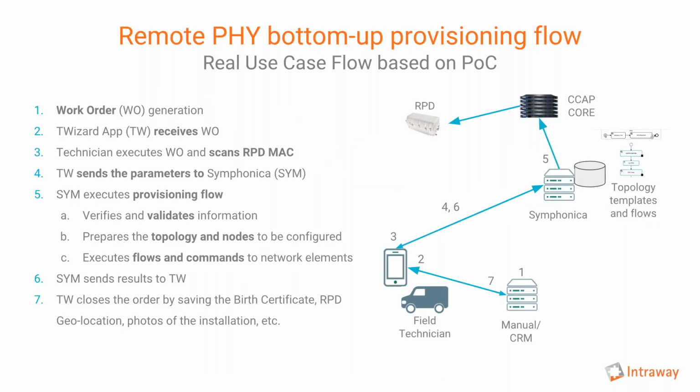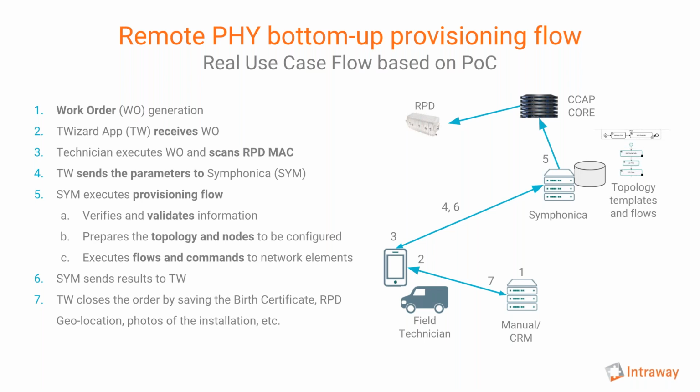In this slide, we will see a real use case based on the POC. This use case has to do with the bottoms-up provisioning of the RPD using a field service tool from Intraway called T-Wizard. In the first step, a work order is generated usually from the CRM or by a manual process. In the second step, the field technician receives the work order and executes the installation of the RPD. In the third step, after installing the RPD, the technician scans the RPD MAC.